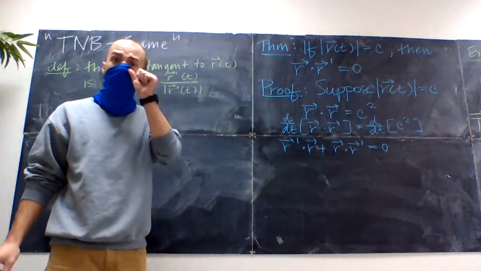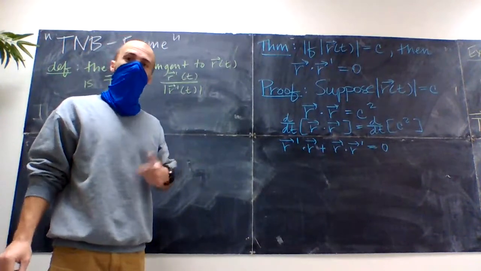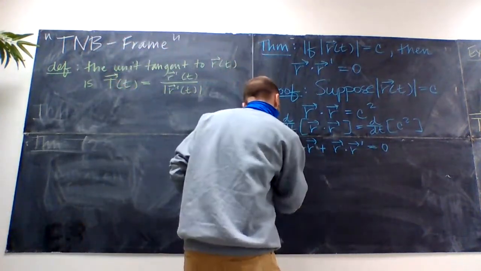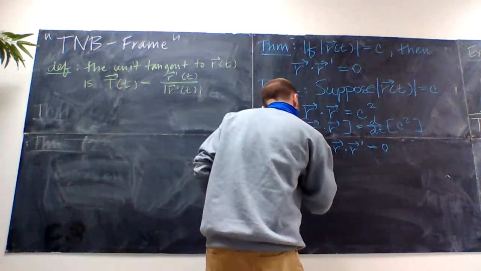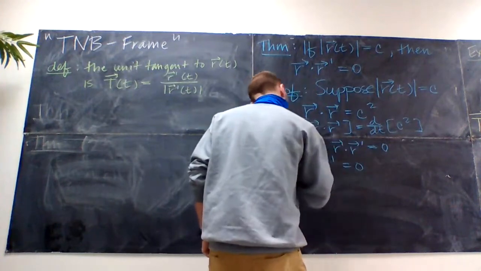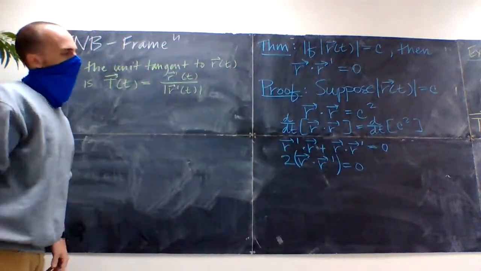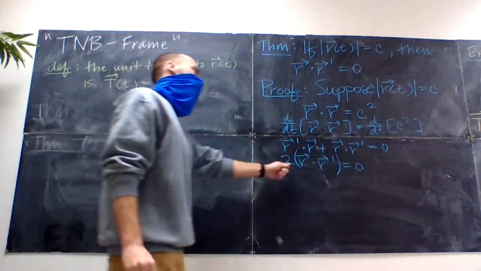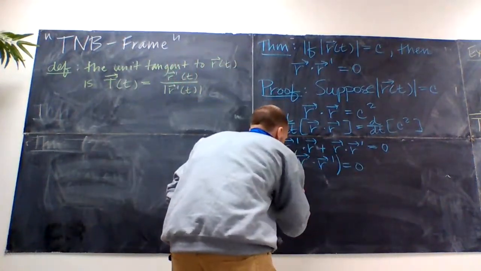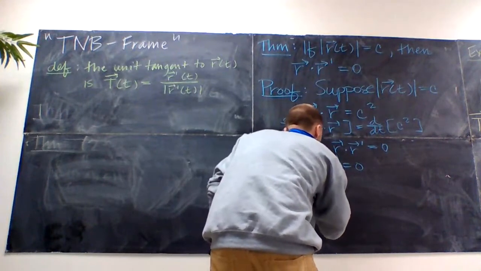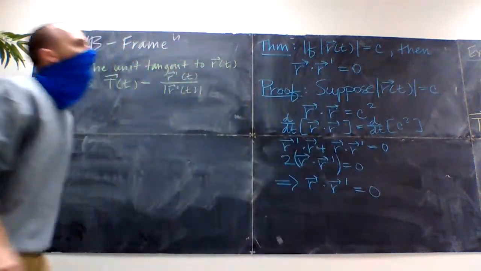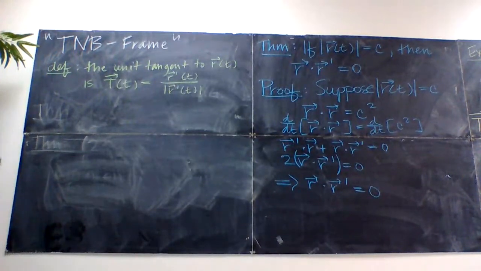Now the dot product does commute. You know, x dotted with y is the same as y dotted with x. So I can say that this is 2 times r dotted with r prime equaling 0. I can do that, it also associates. And really, if I've got 2 times a thing equaling 0, well, it's the thing that has to equal 0. So this is telling me that r dotted with r prime is guaranteed to be 0, which is what I'd set out to show in the first place.